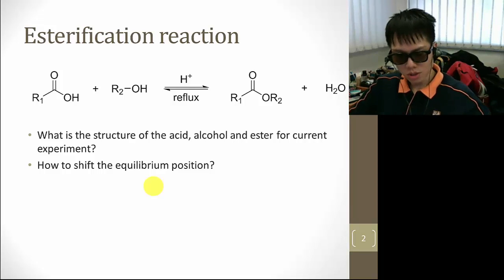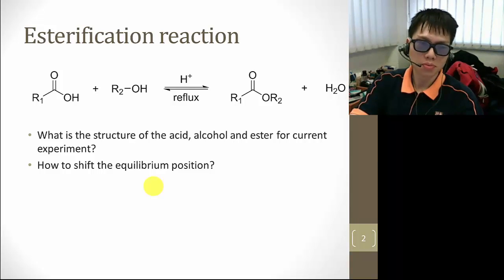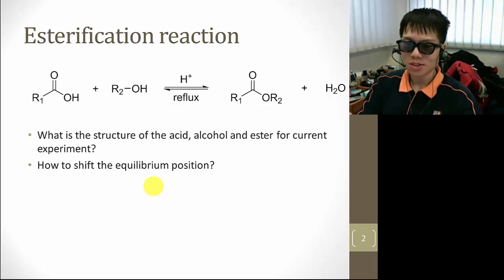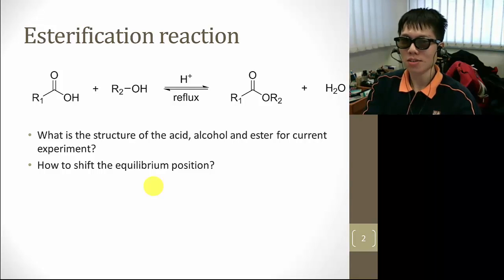You need to know what is the structure of the alcohol and esters you are using for your experiment. As mentioned earlier on, since this reaction is reversible, we need to increase the yield of the product, which is our ester, towards the right side by shifting the equilibrium position to the right. So using Le Chatelier's principle, we can use excess of the reactants on the left, either the excess of the alcohol or the excess of the acid, or remove water so that we can get more esters.